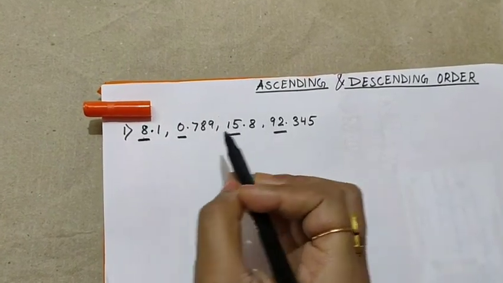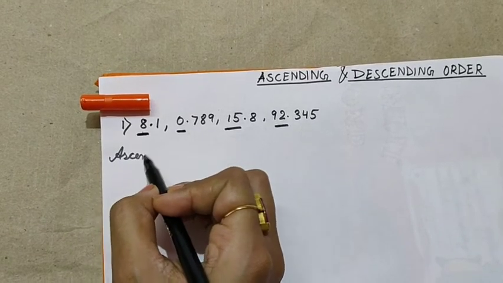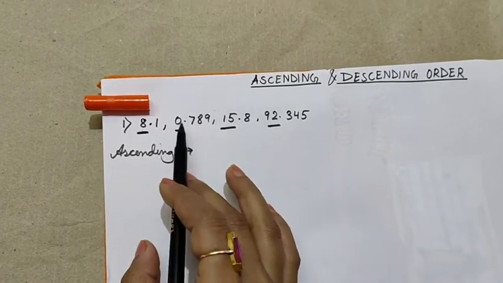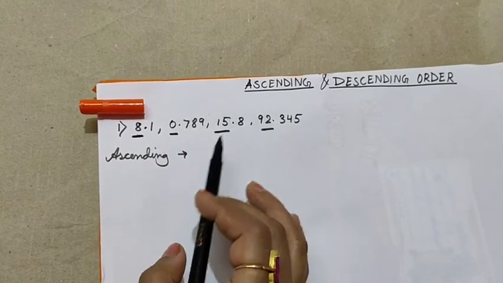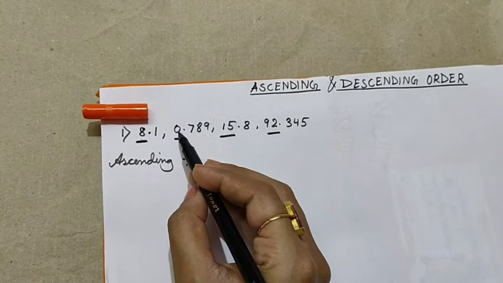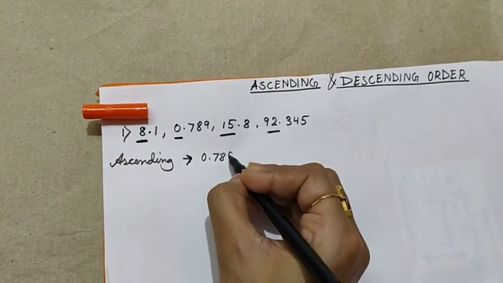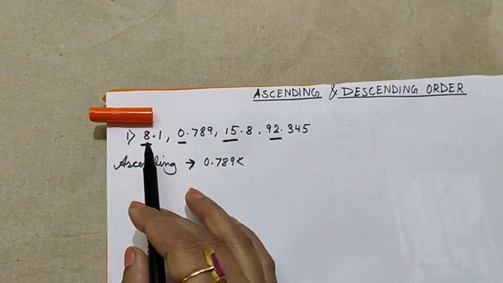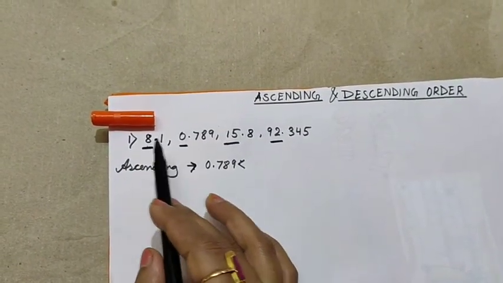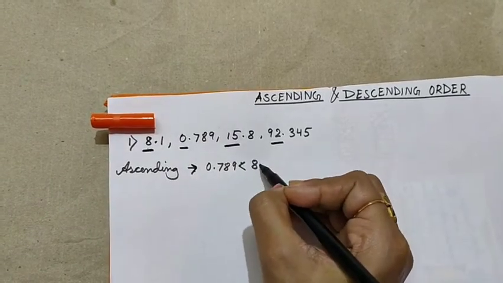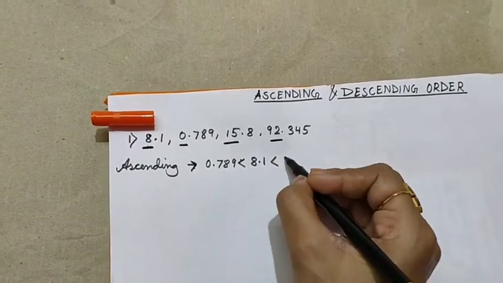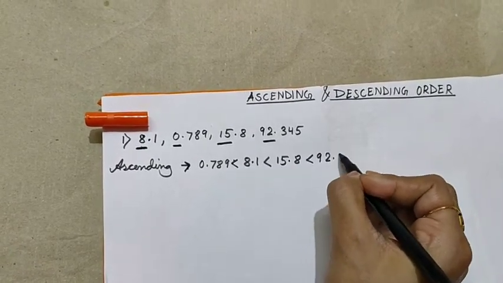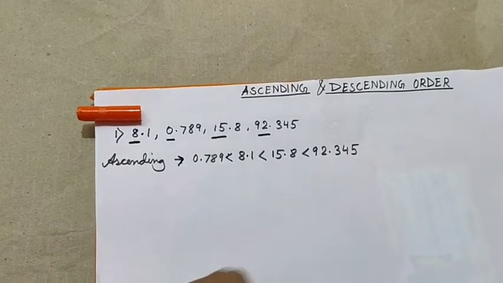So here if we have to arrange in ascending order, okay, ascending order means from the smallest to the largest. So which is the smallest whole number here? 0. So 0.789 is the smallest. After 0, which is the smaller? 8. So 8.1, after 8 it is 15, 15.8, after 15 it is 92.345. So this is our answer.